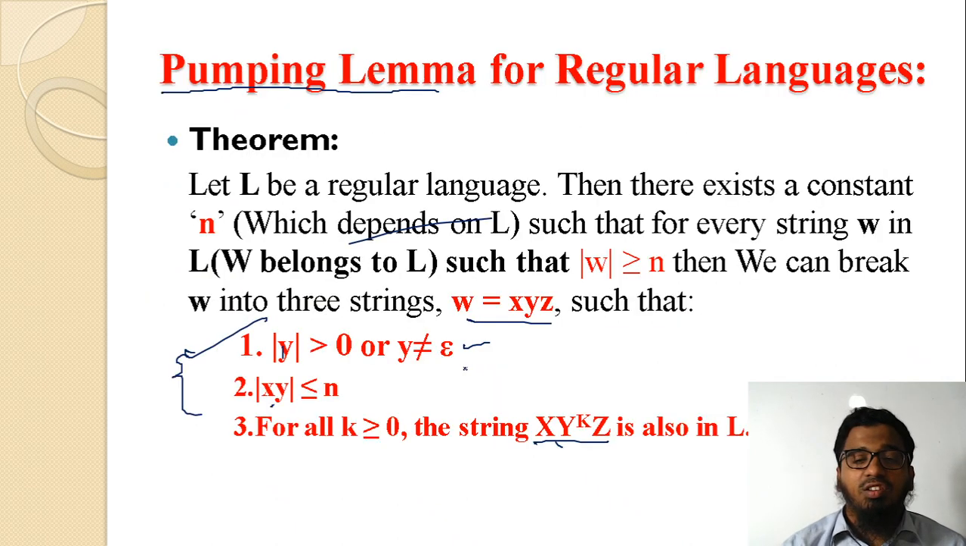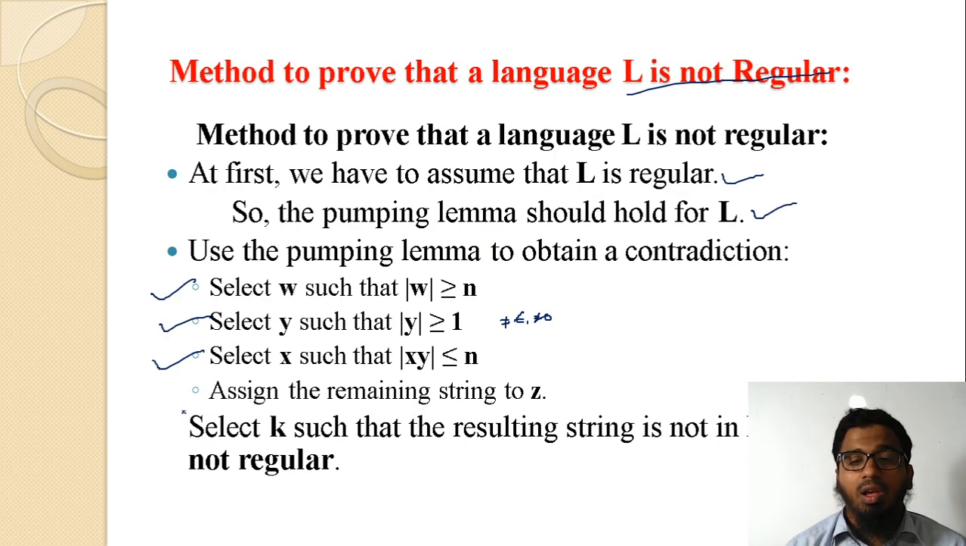We take the same thing from here. Assign the remaining string to z, whatever string remains. Select k such that the resulting string is not in L, hence L is not regular.